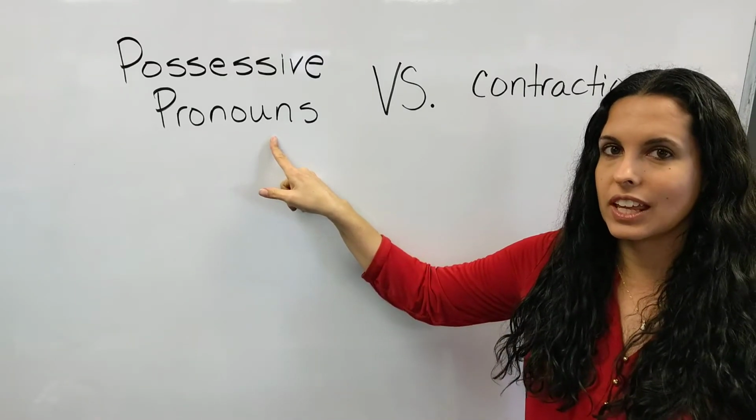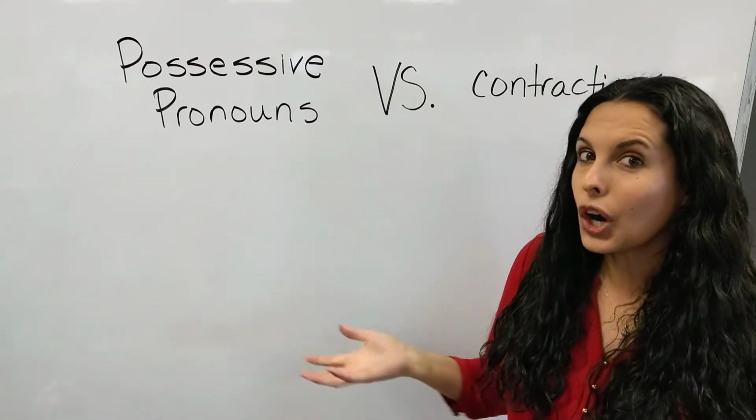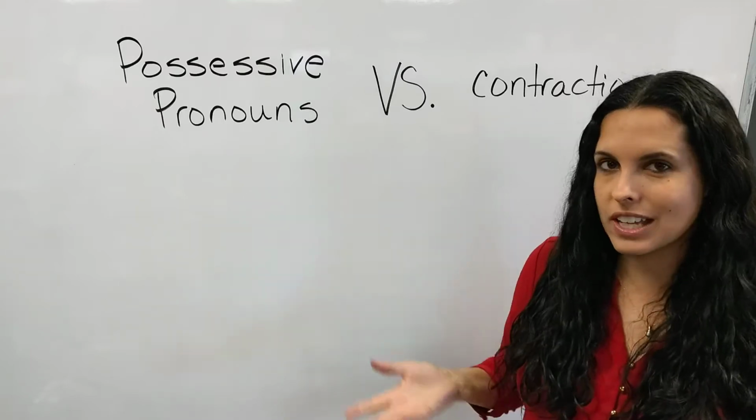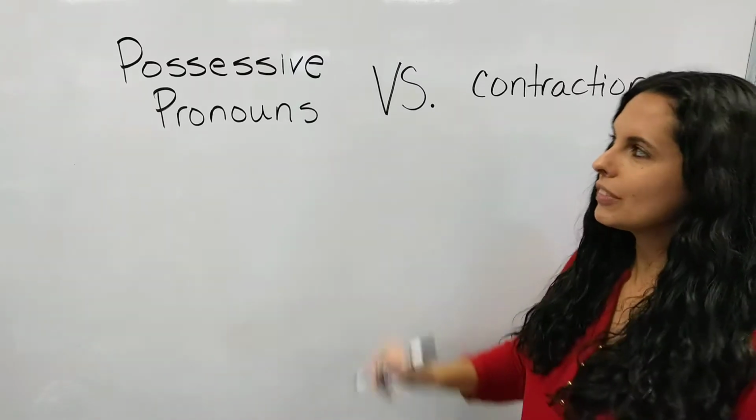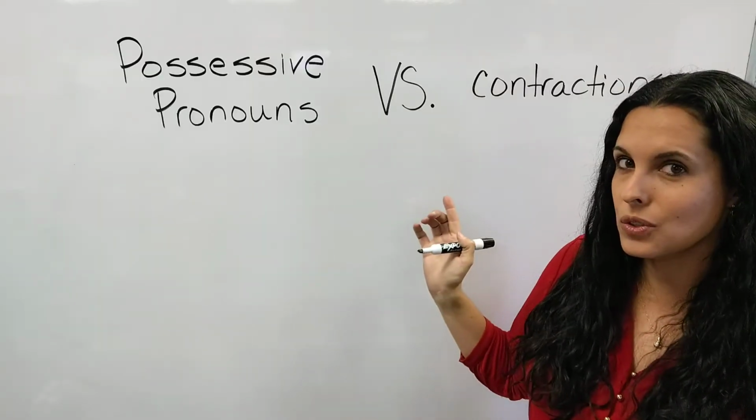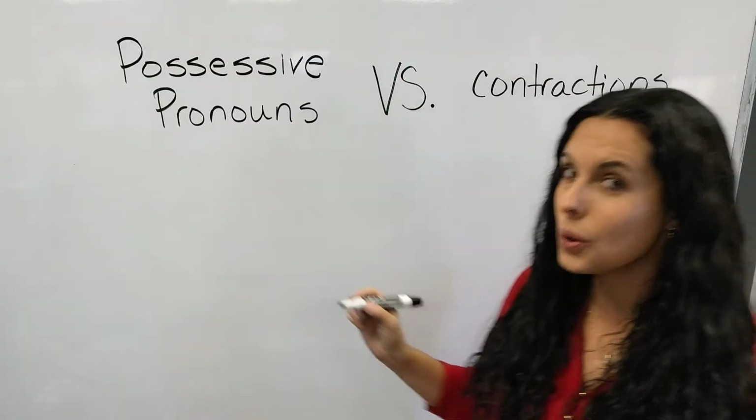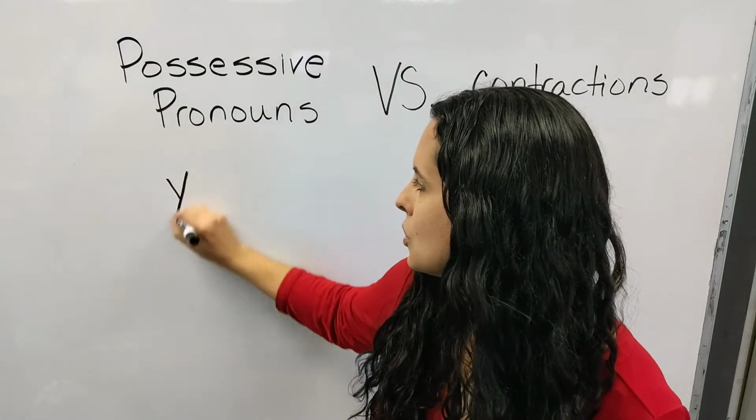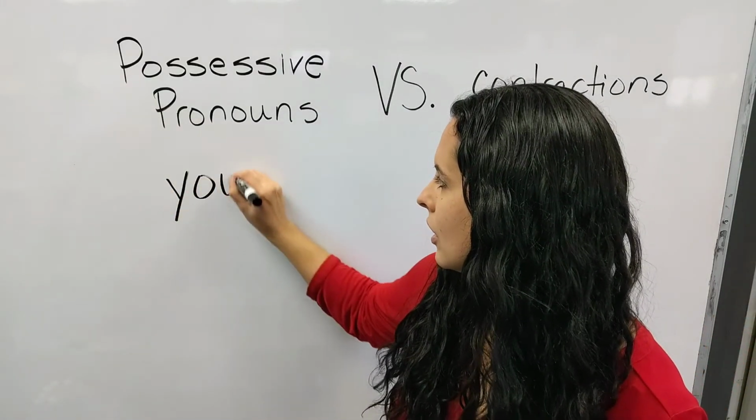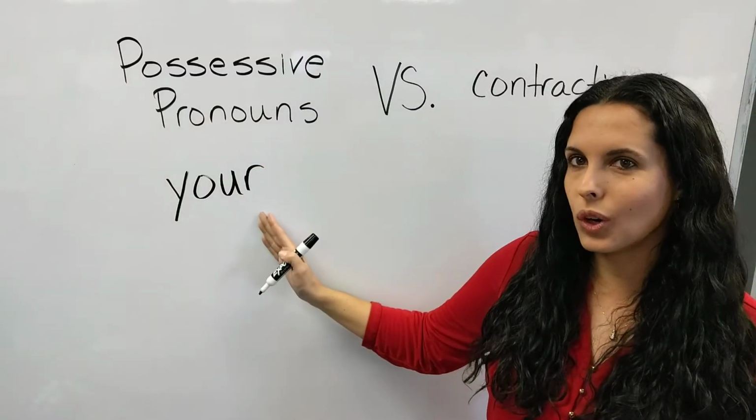So instead of saying Mrs. Hall's computer, I would say her computer. So her would take the place of Mrs. Hall. So a possessive pronoun that we might often confuse with a contraction would be your. So if it is your computer, you own it, it's yours, it's Y-O-U-R.